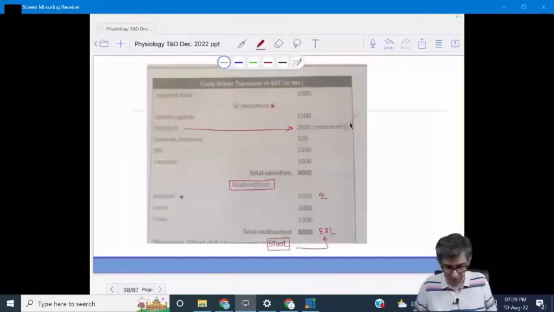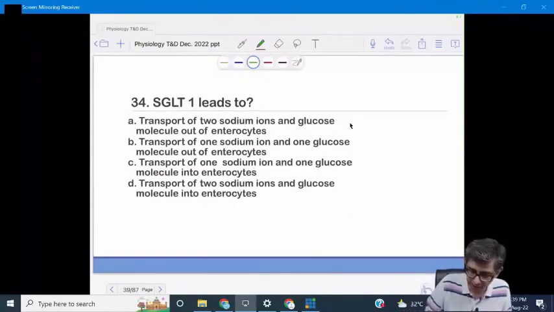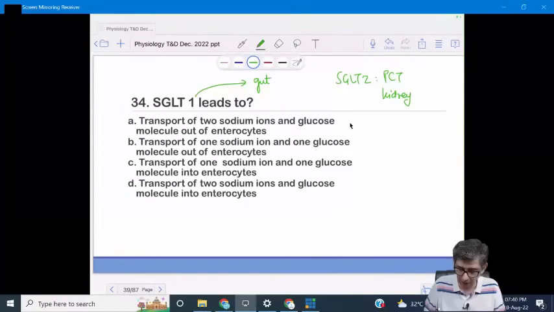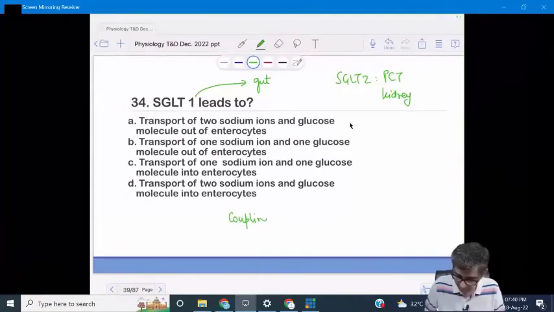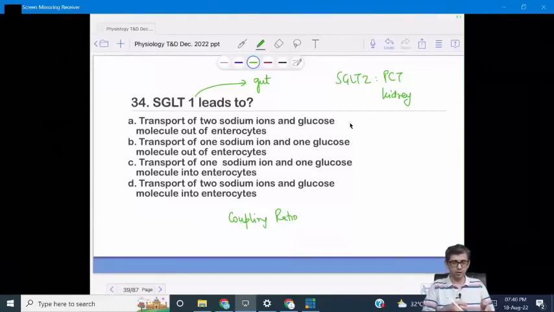33 we have sorted. 34. SGLT1 is present in the small intestine. SGLT2 is present in the proximal convoluted tubule of the kidney. The question is with respect to the coupling ratio of both of them. What I mean by coupling ratio is कि वो कितना सोडियम और कितना ग्लूकोज ट्रांसपोर्ट करते हैं.